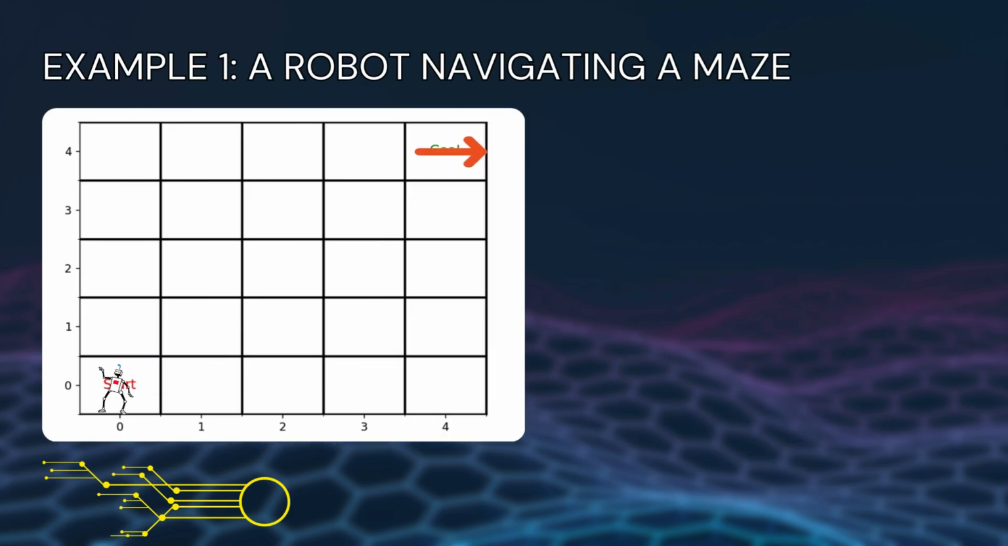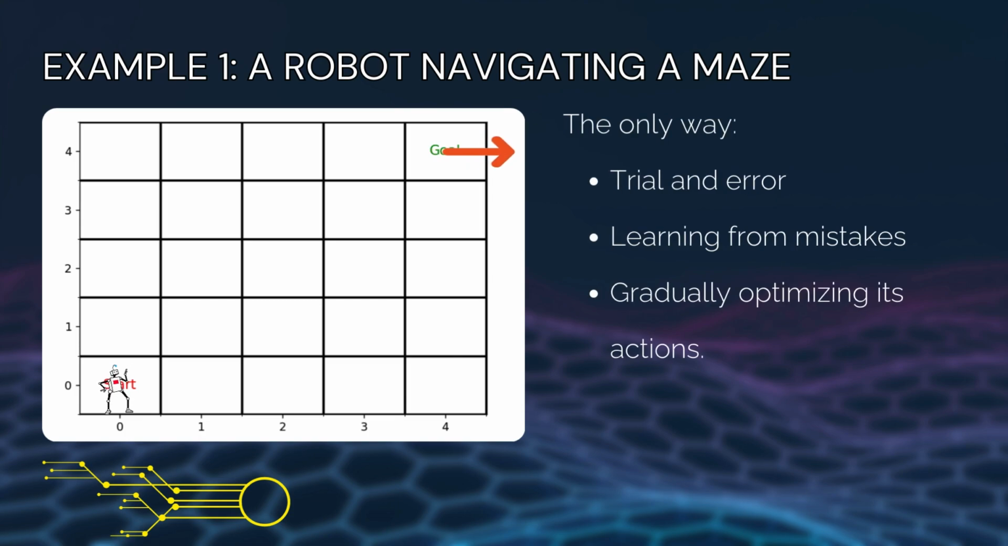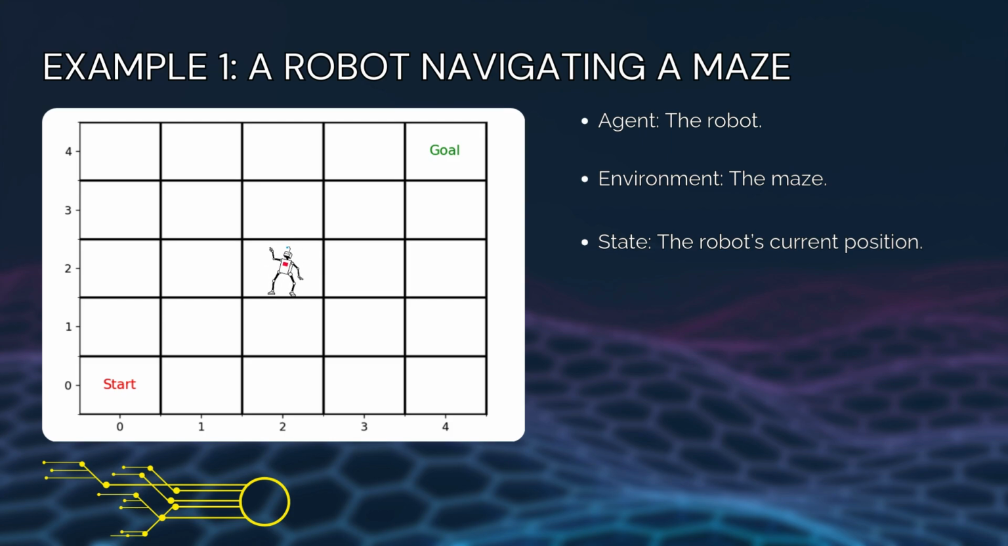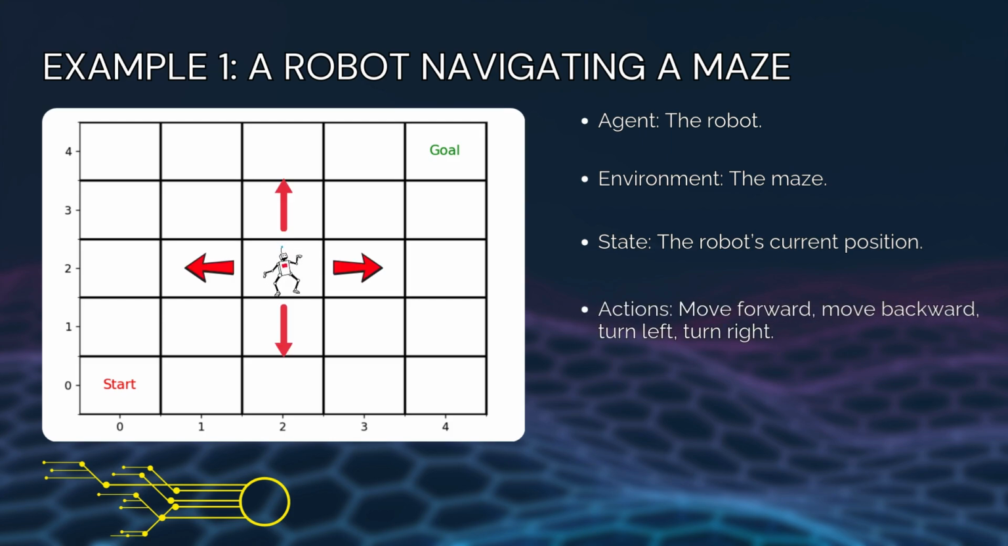Example 1. A robot navigating a maze. Imagine a robot lost in a maze. It starts at the entrance and must find its way out. The only way to succeed is through trial and error, learning from mistakes and gradually optimizing its actions. Agent, the robot; environment, the maze; state, the robot's current position; actions, move forward, move backward, turn left, turn right.